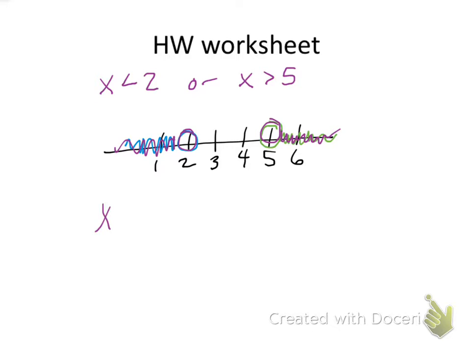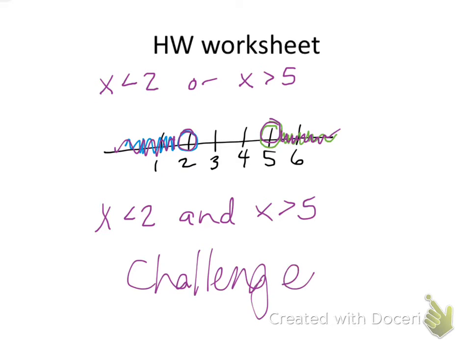But imagine if this had said x is less than 2 and x is greater than 5. What would the solution to that be? That's your challenge. What do you think the solution to that would be? If you think you have an idea, go ahead and graph it up and give me a show. That's a challenge. Let me know what you think.